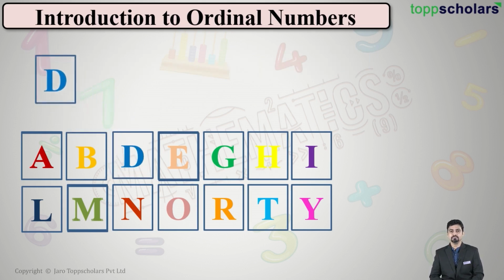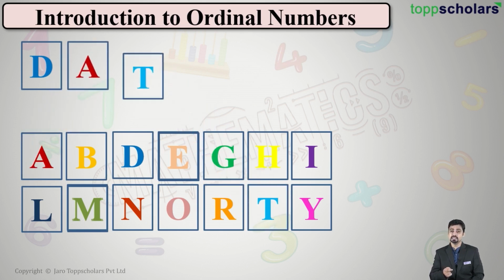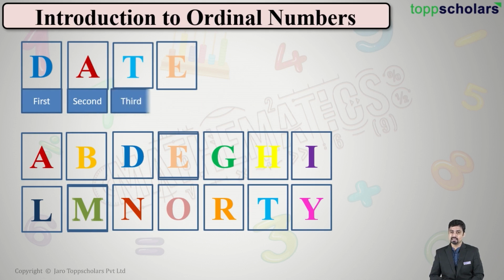Let's begin. First, I take D, A, T, and E. Did I make a meaningful word? Yes, D-A-T-E is date. In this word, what do I have? The first letter is D. The second letter is A. Third letter is T. And the fourth letter is E. You also have to write down the position of each letter like this. You can make any word of your own.